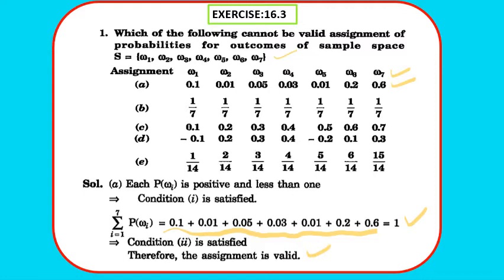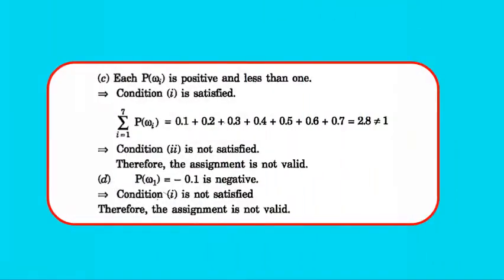Clear? Now C. It is clear that all the assignments from omega 1 to omega 7 are positive and less than 1. So adding them, we get 0.1 plus 0.2, 0.3, 0.4, 0.5, 0.6 and 0.7. It is equal to 2.8, which is not equal to 1. So since the sum of all the probabilities is not equal to 1, the assignment is not valid. In part D, it is clearly visible that one of the assignments is negative, minus 0.1, and we know that the probability of any event cannot be negative, hence this assignment is not valid.